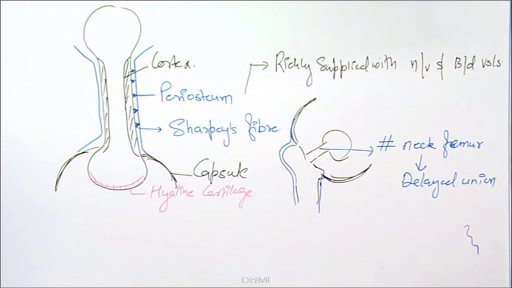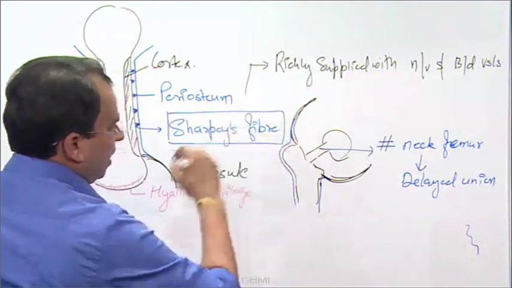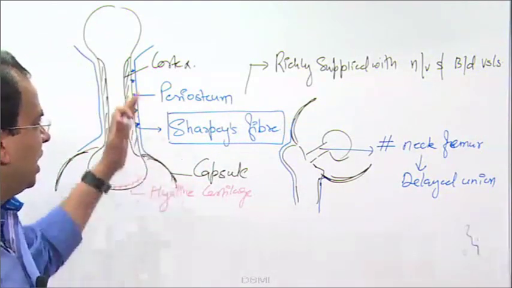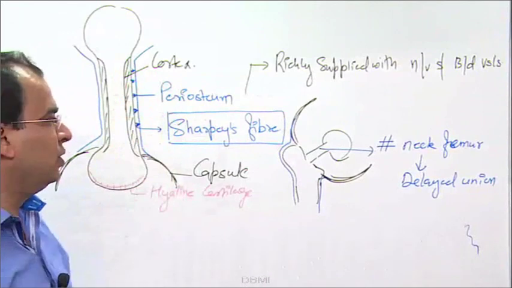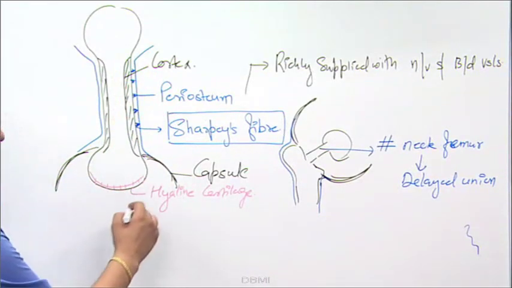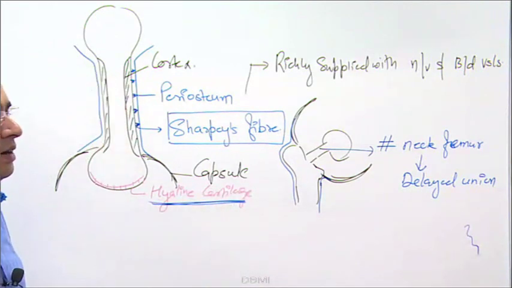Just remember the Sharpey's fibers. They have asked it once. What are the collagen fibers? Name the collagen fibers which attach the periosteum to the underlying bone. And also do remember where it is not continuous. It is not continuous over the articular surfaces. It is not continuous over the hyaline cartilage.